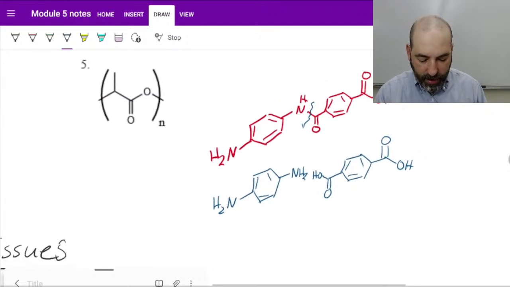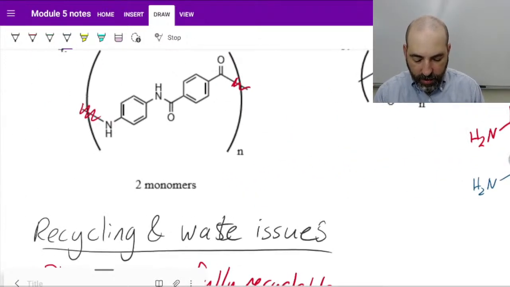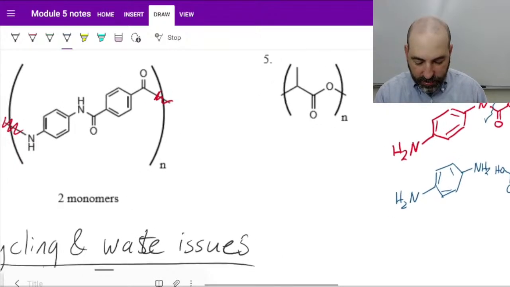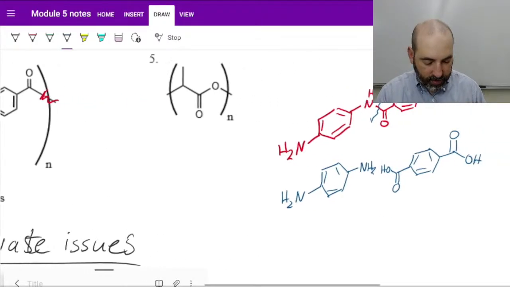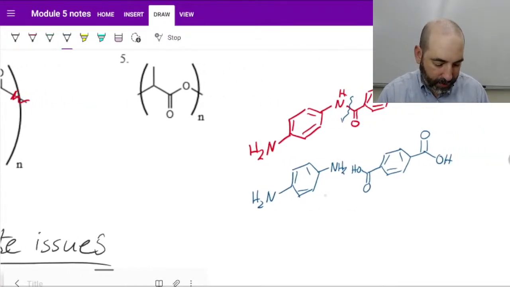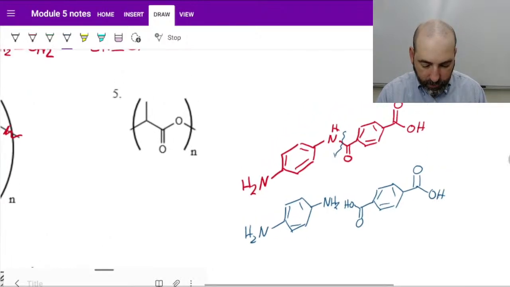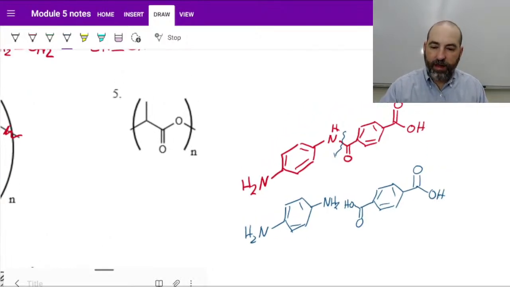This polymer, by the way, is what's known as Kevlar. It's a polyamide or a nylon. It's extremely, extremely strong and resistant to breakage because of all these strong alternating double bonds, these benzene rings. But those would be two molecules that we could break it down into. All right, number 5, polylactic acid.